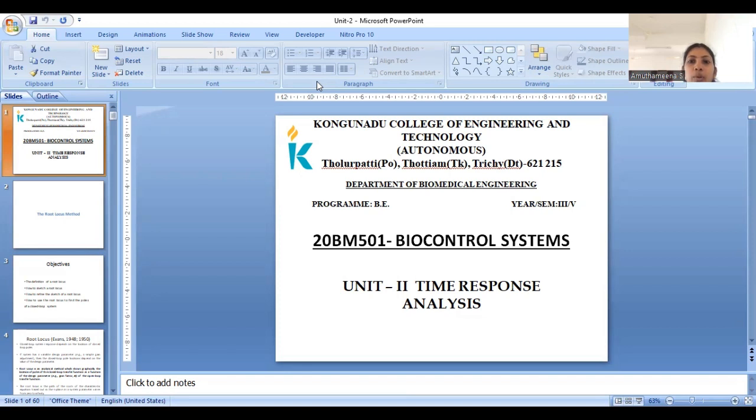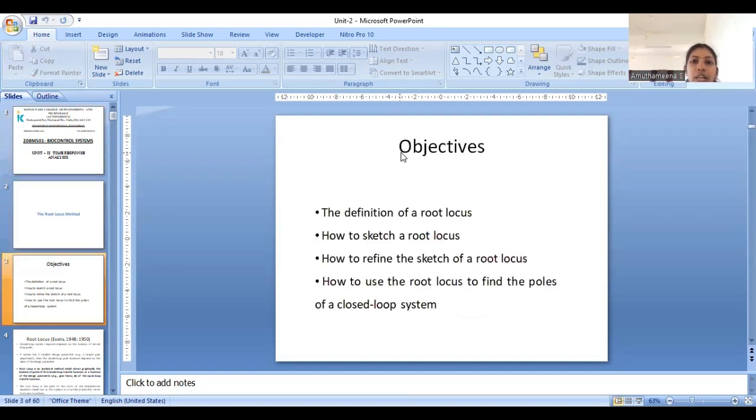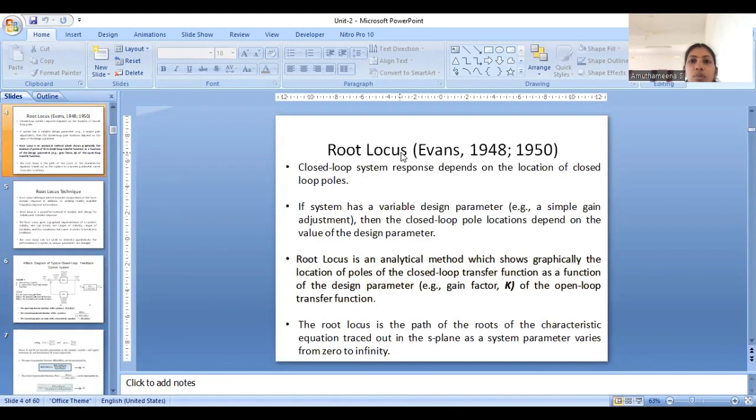We are going to see about the root locus technique. So, root locus method. The objectives of this class are to understand the definition of root locus and to learn the steps to sketch a root locus. First of all, root locus is used to determine the stability of the poles. Here it is the closed loop system response depending upon the location of closed loop poles. Based upon the location, we are going to determine the stability of the closed loop system.